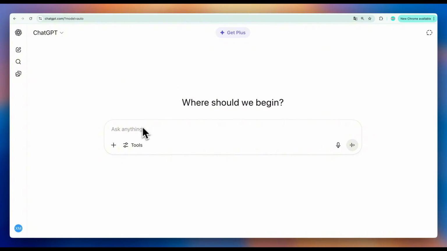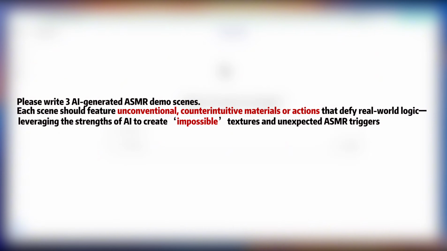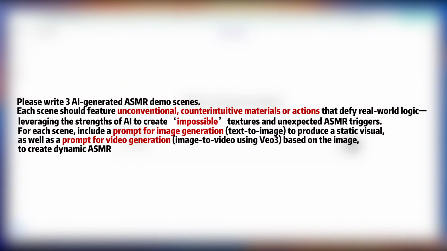I use this prompt. Please write 3 AI-generated ASMR demo scenes. Each scene should feature unconventional, counterintuitive materials or actions that defy real-world logic, leveraging the strengths of AI to create impossible textures and unexpected ASMR triggers. For each scene, include a prompt for image generation, text to image, to produce a static visual, as well as a prompt for video generation, image to video using VO3, based on the image, to create dynamic ASMR footage.